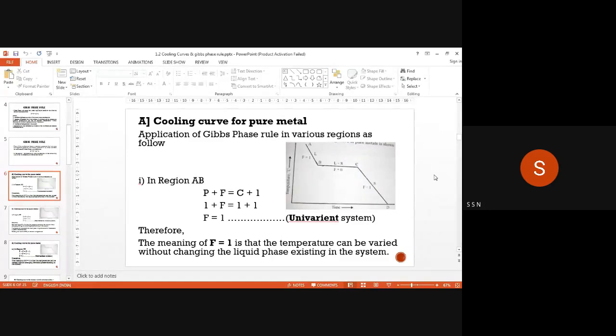Liquid plus solid. Now you may ask how this is happening. A liquid plus solid phase is there. So just consider one example. Let me define the phase. Phase means a state of the material, and those states may be solid, liquid, or gaseous.